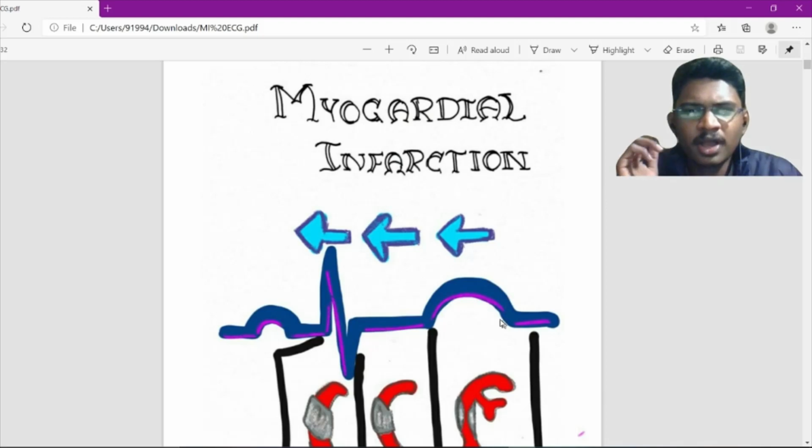What happens is, if there is some kind of blockage in the delivery of blood supply to the heart, at that time there are so many clues in the ECG through which you can find this blockage in the blood vessels supplying the heart. So what are those clues?